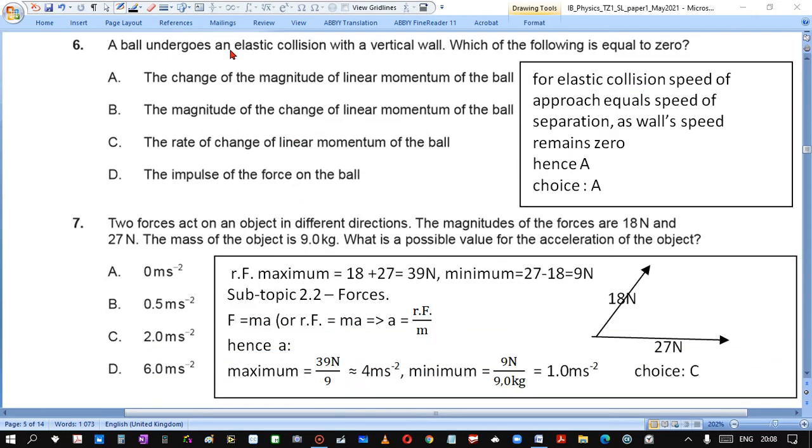Question 6. A ball undergoes an elastic collision with a vertical wall. Which of the following is equal to 0? For an elastic collision, speed of approach equals speed of separation. As the wall's speed remains 0, the ball will be moving forward and backward with the same speed, so it has the same magnitude of linear momentum. So the change of magnitude will be 0.